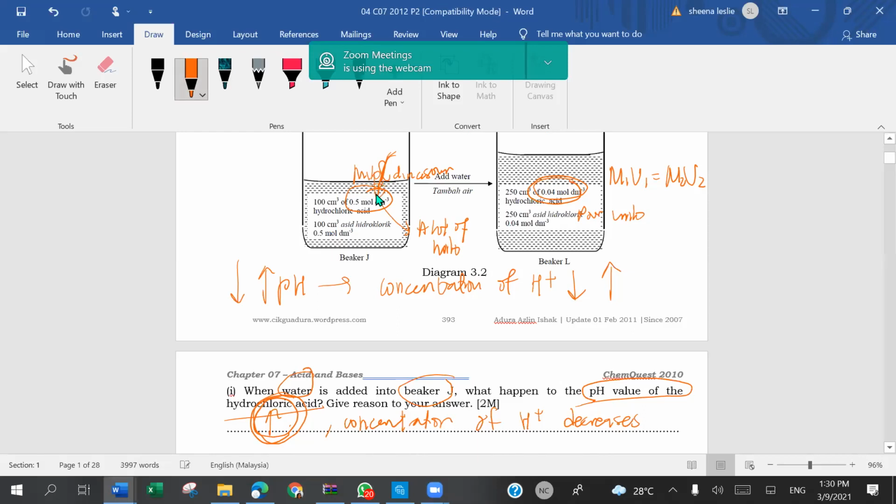It will decrease, same concept here. I have 0.5 mole per decimeter cube. Teacher add a lot of water inside. My concentration of hydrogen will decrease. When the concentration decrease, that means it's not so acidic anymore. That's why my pH will become higher. Do you understand, Naim? Yes, teacher. Okay, class, do you understand, class?